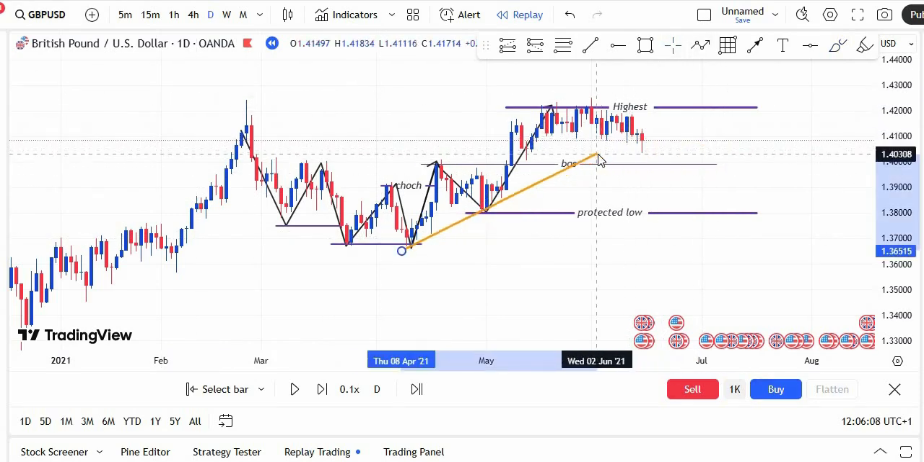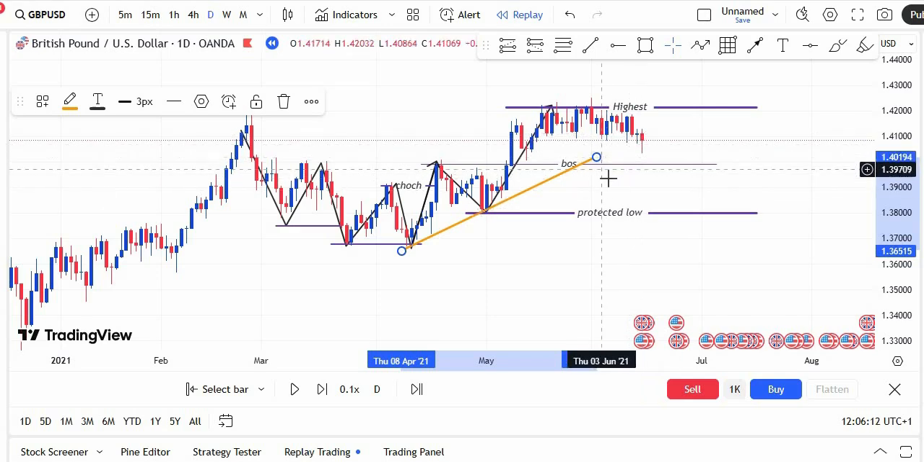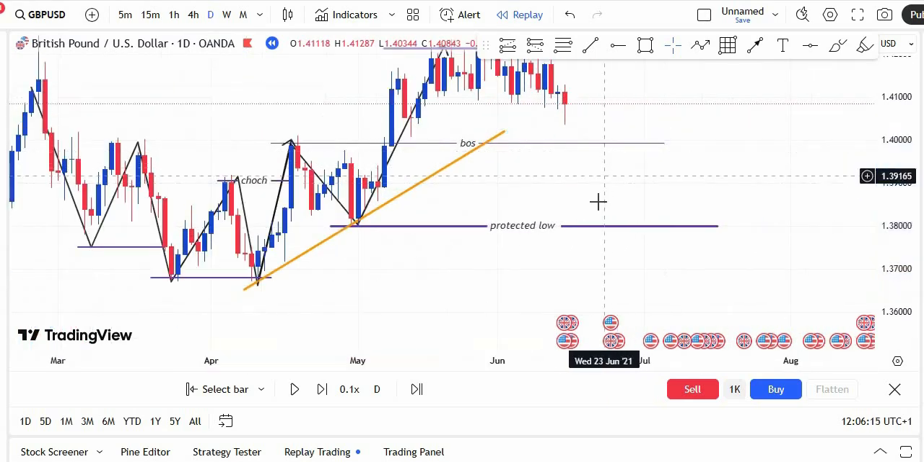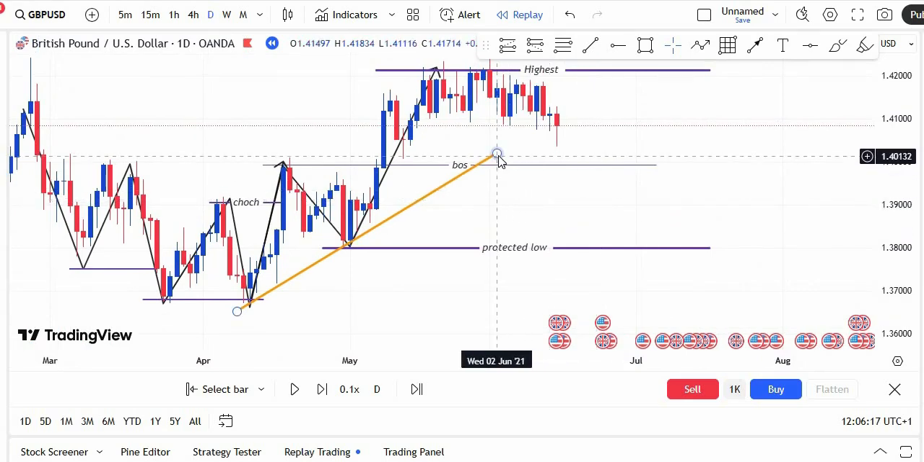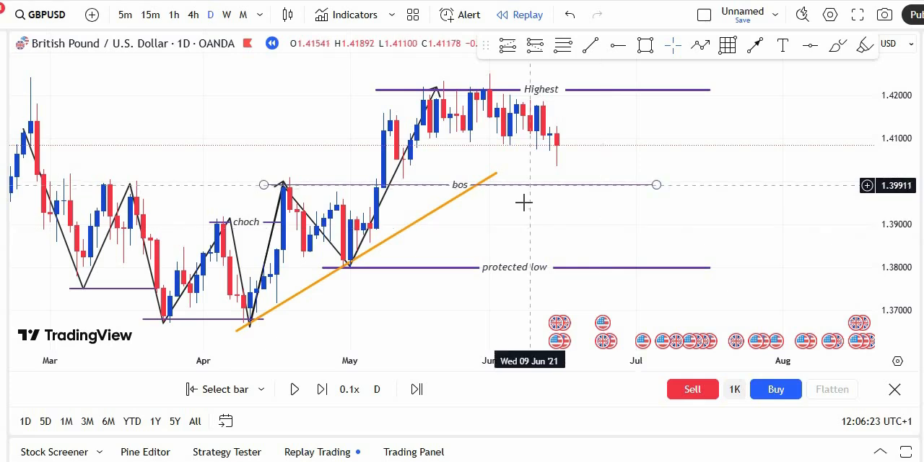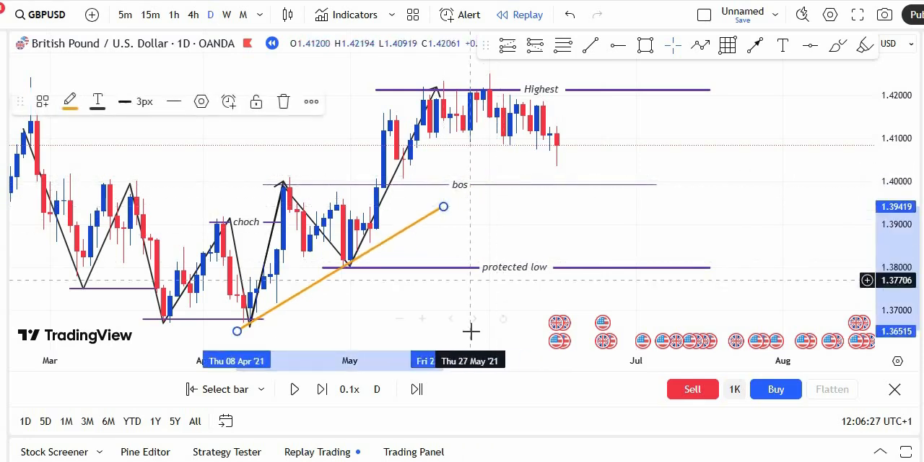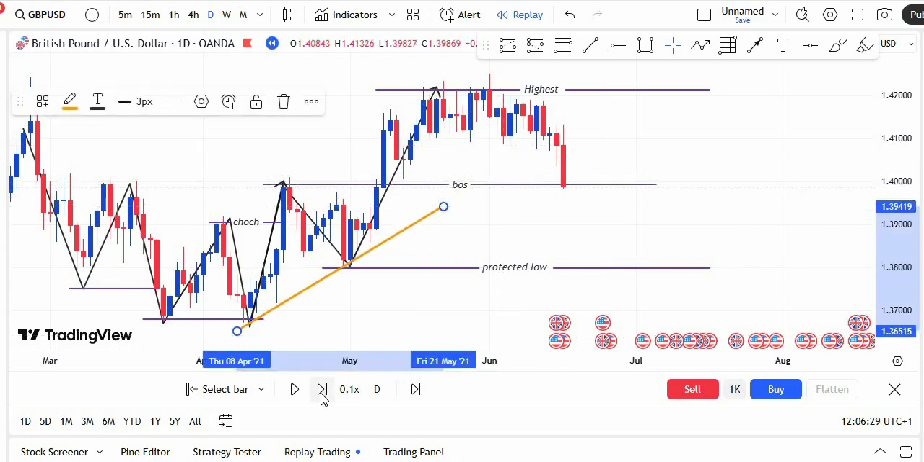Sometimes we can draw our second touch like this, and the market might decide to break below this trend line and make a lot of traders believe that this is a change of character, without the trader knowing that it's just a correctional movement in the trend. You understand what I'm talking about? So let's move on. Let's see what the market has to do.